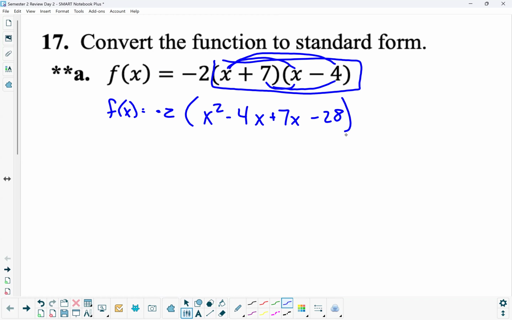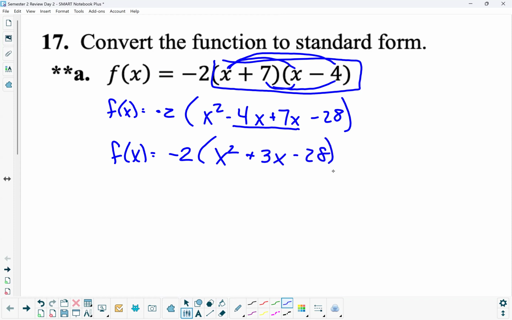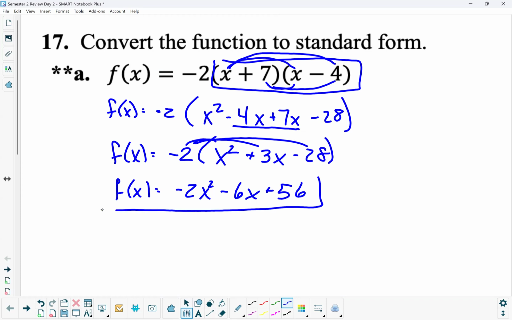Now for me, the next thing I would do is combine my like terms. So I still have that -2 out front. I get plus 3x minus 28. And now the last step, distribute the -2. And now our equation is in standard form.